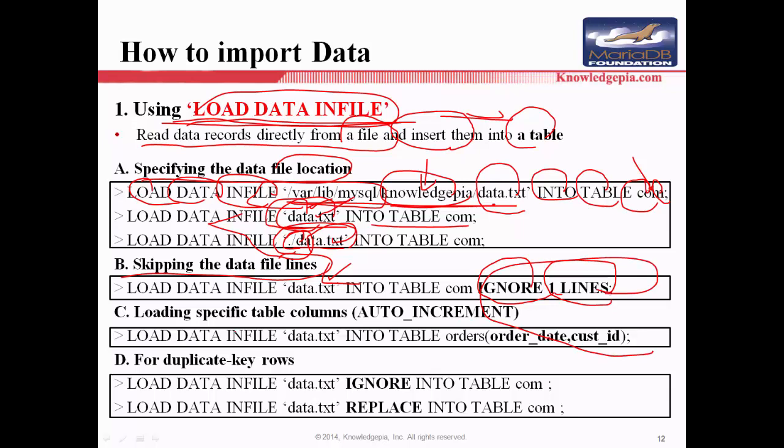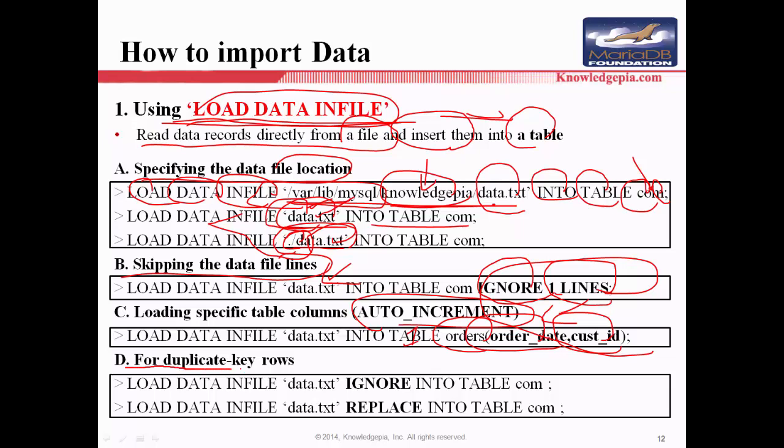C, loading specific table columns. When we insert this kind of data into a table, we can define only certain column names. For example, now the table orders has 3 columns, but here I define only 2, order_date and customer_ID. Normally the other column is used with AUTO_INCREMENT, so we don't need to insert data for it. We can load only specific table column names, not all column names.